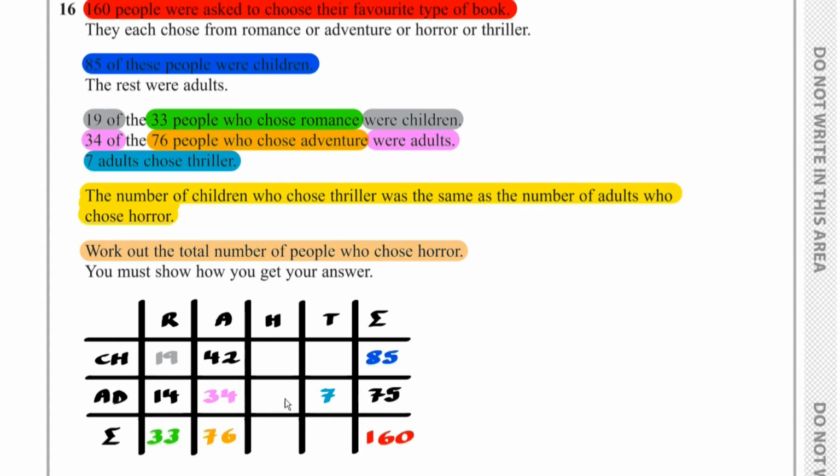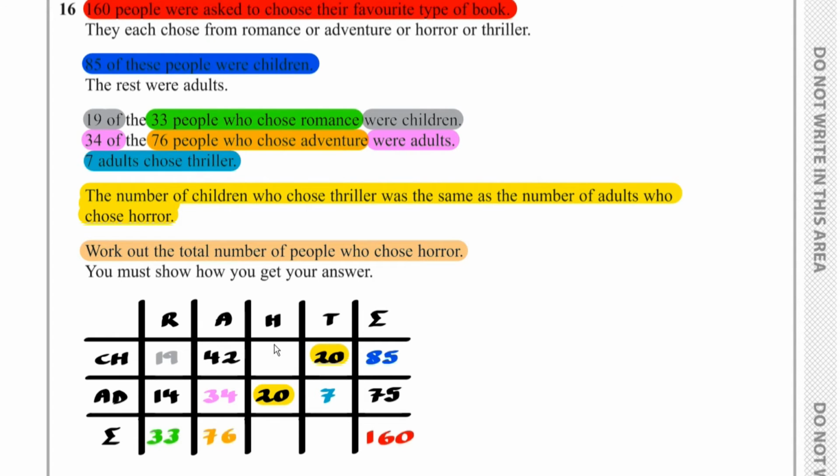We know that the number of adults who chose horror is the same as the number of children who chose thriller. Let's find out the number of adults who chose horror. 75 take away 7, take away 34, take away 14, that's 20. So we have 20 adults who chose horror, and this is the same as the number of children who chose thriller. So for the number of children who chose thriller, that's also 20.